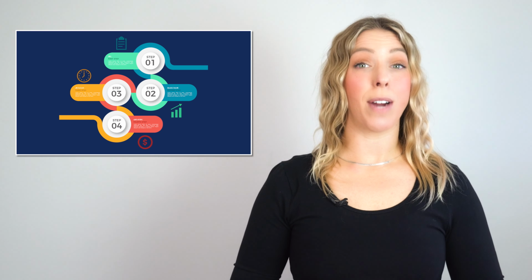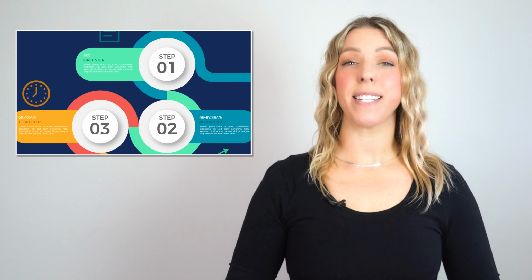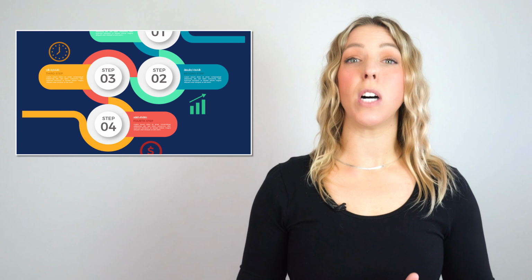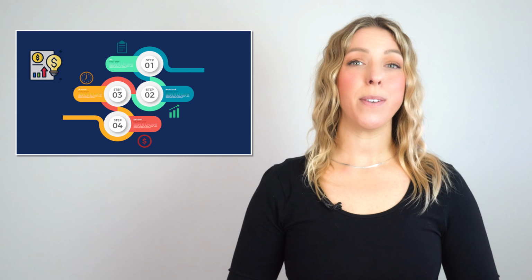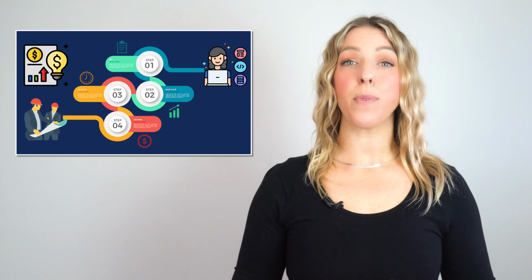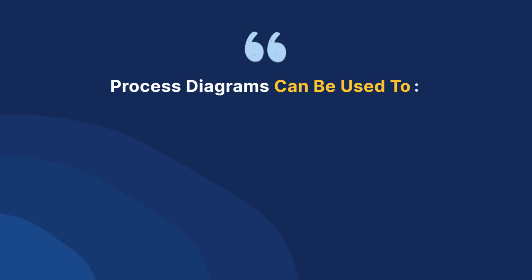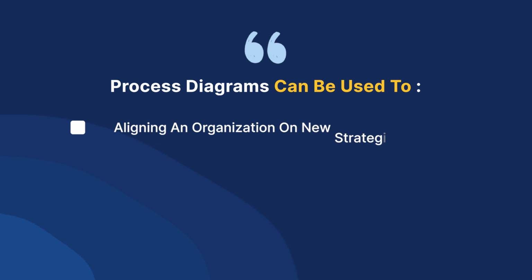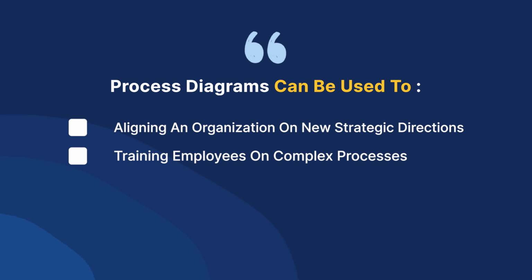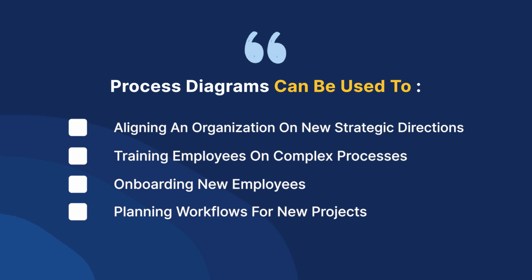Process diagrams are graphical representations that illustrate the steps, stages, or activities involved in a particular process, commonly used in business, engineering, software development, and project management. Typically, you can use process diagrams for aligning an organization on new strategic directions, training employees on complex processes, onboarding new employees, planning workflows for new projects, and optimizing existing workflows.